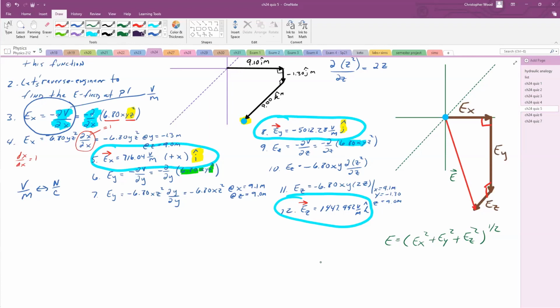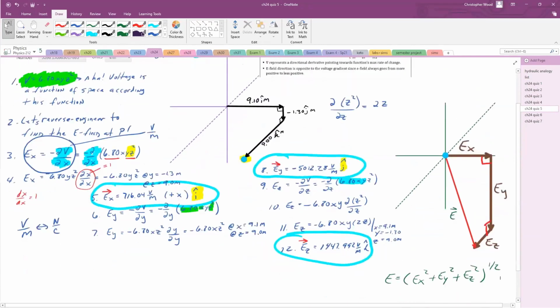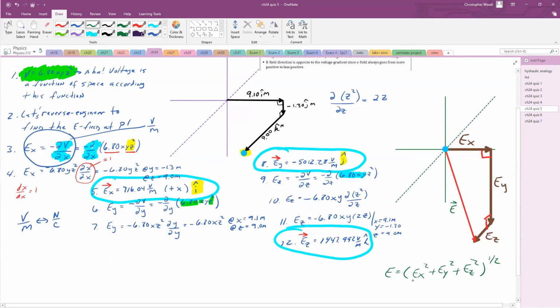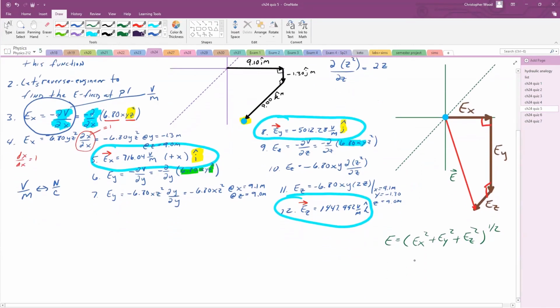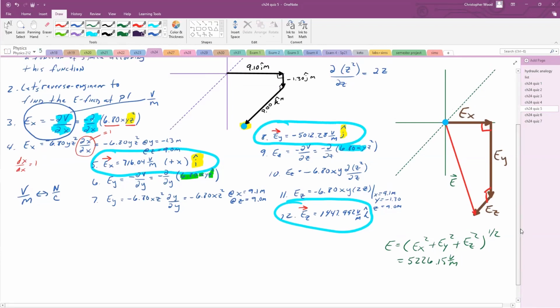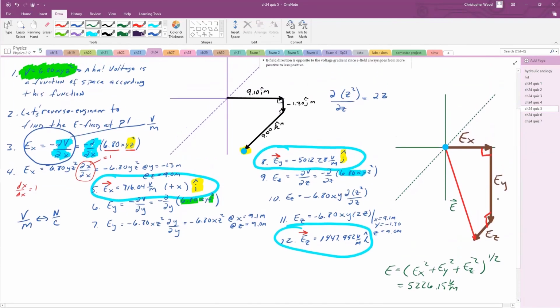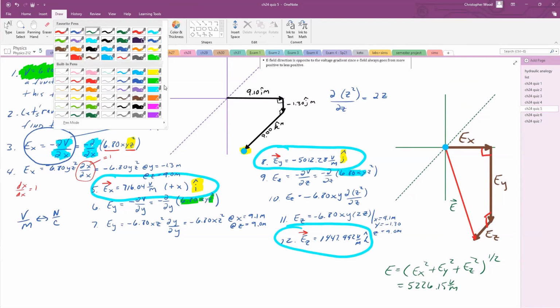Okay. 52.26 and some change. That's the answer. We've reverse engineered the voltage behavior to figure out the electric field that exists at this particular point. Just saying that multiple times because that's the moral of the story.